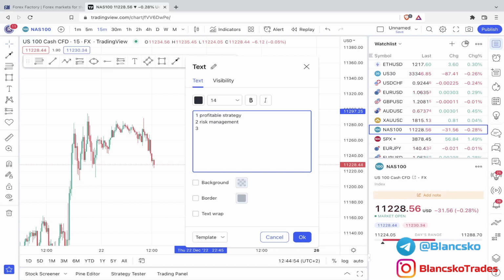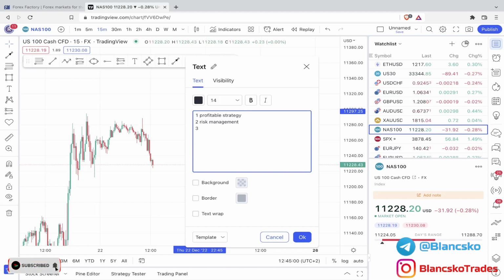You don't have a risk management plan? I'm sorry, but your chances to pass the FTMO challenge will still be very low. Why is that? Well, because in the Forex market, we also lose.